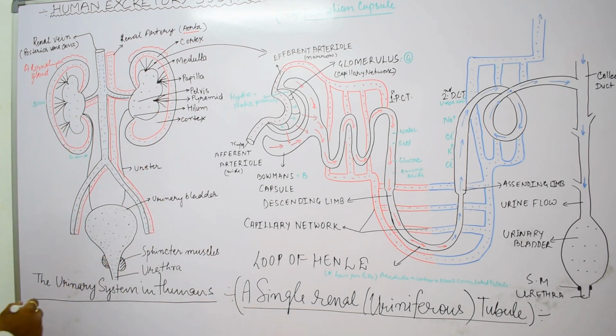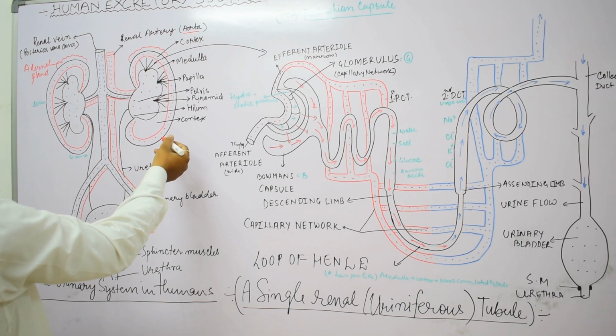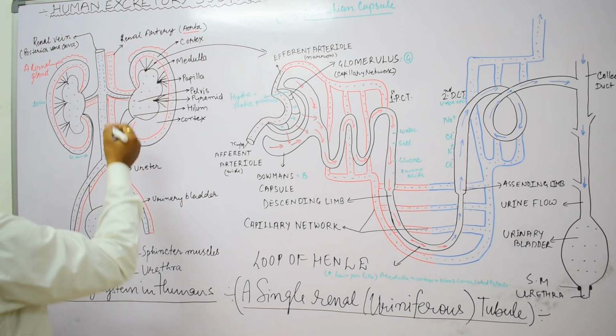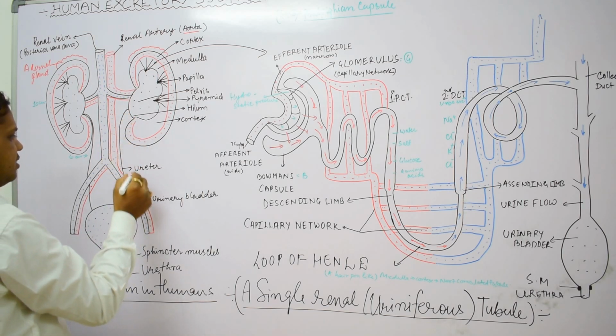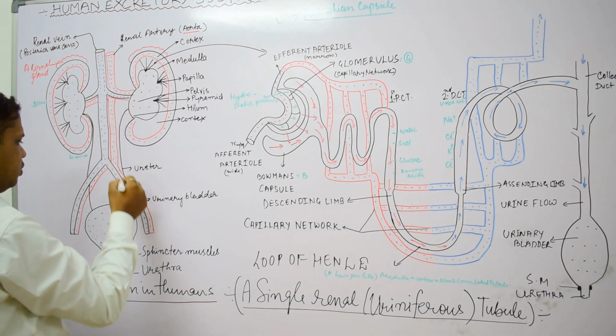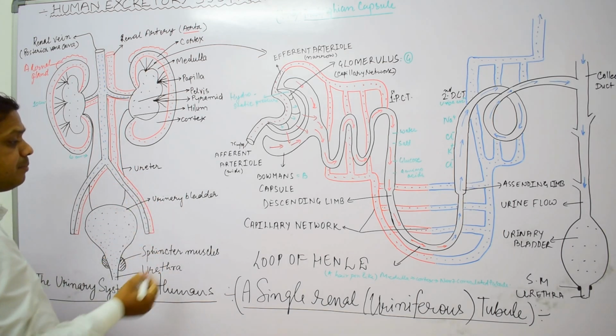So these are the important structures, and as I already told you, the shape of the kidney is bean shape, and the size is 10 centimeter in height as well as length, and the width is 6 centimeter. Now you will find here the ureter coming down. This is the pipeline, a tubule, known as the ureter.